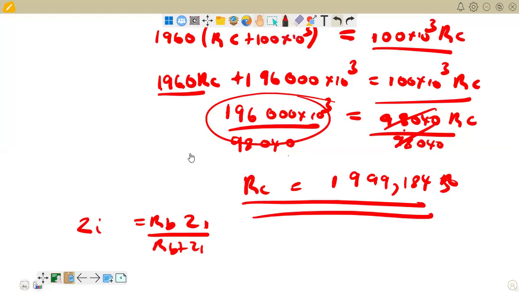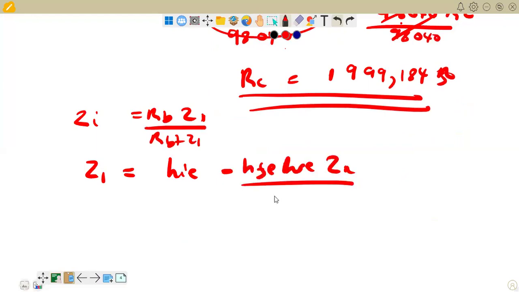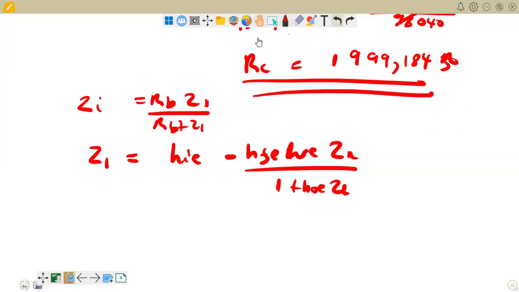Right, so using the precise method, Z1 is going to be given by Z1 is equal to HIE minus HFE times HRE times ZL over 1 plus HOE times ZL. Okay, so that's our formula there. All right, so it means then we can substitute the values that we are having into this formula so that we calculate Z1.